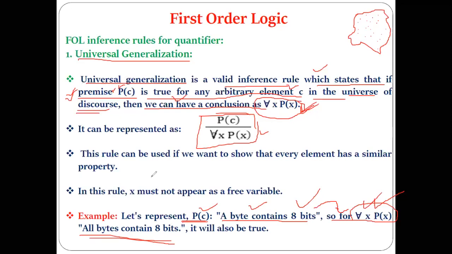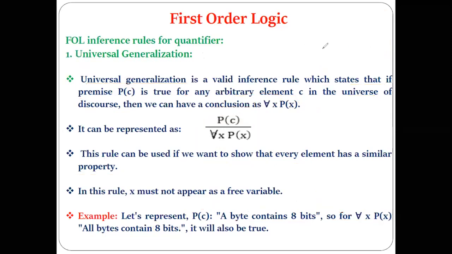Now what are we trying to say using this rule? This rule states that every element has a similar property. If a byte contains the 8 bits, then whatever number of bytes there are in this universe of discourse, each of these bytes also contains the 8 bits. That is what we are trying to say using this rule. Understood the universal generalization rule? Okay, so let's see the next one.